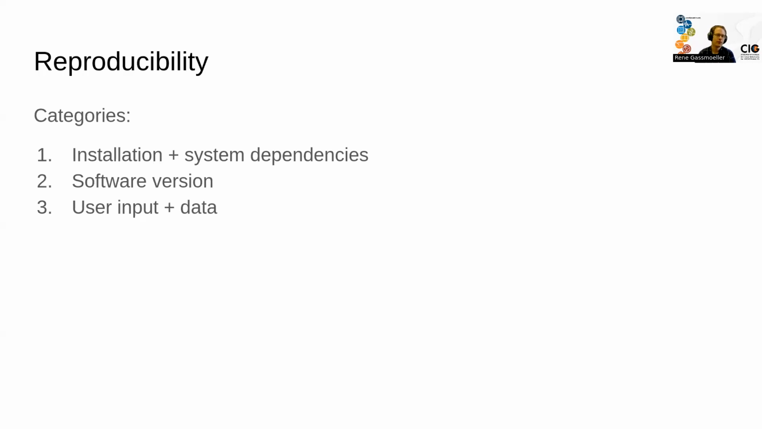Reproducibility is an issue that appears both in the CIG best practices and in the Journal of Open Source Software best practices. And it can really be split up into 3 different subtopics. Reproducibility of the system that you're running your software in, that involves installation, setup, configuration options, and system dependencies. Reproducibility of the software version itself that you are using, and reproducibility of the input and data that you used to run your software.